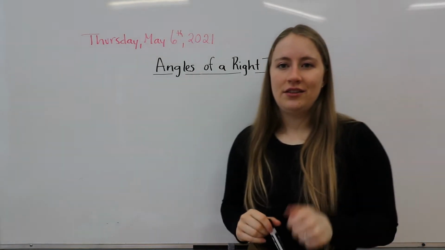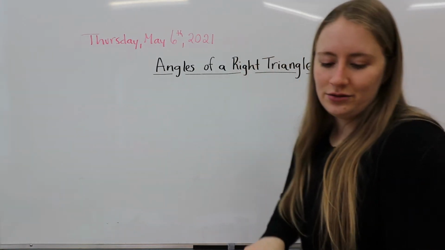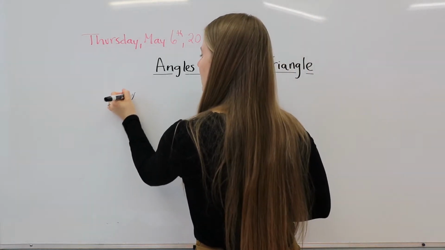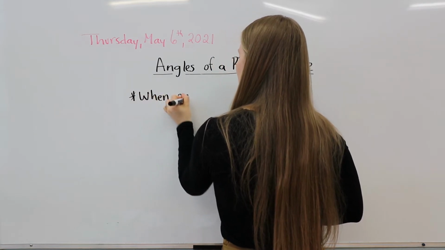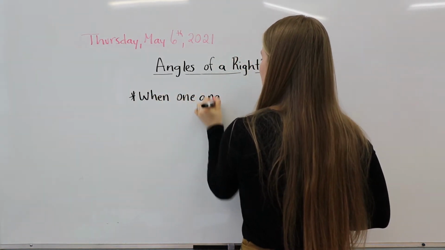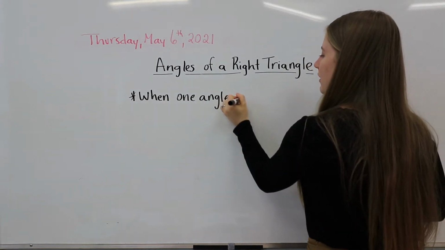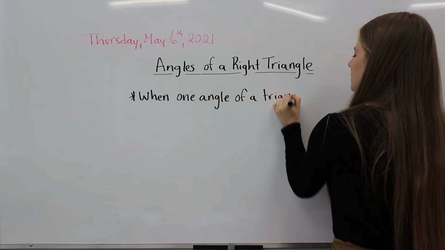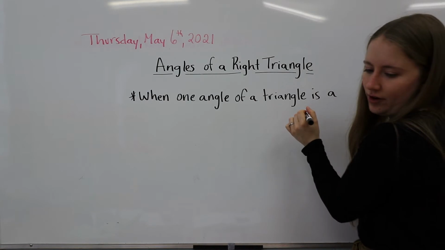Okay, so pause the video if you need to get that written down, and then I'm going to start writing our rule, okay? And this is our note for today. When one angle of a triangle is a right angle.